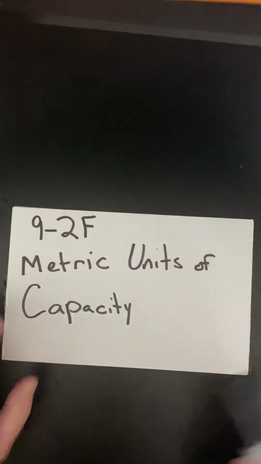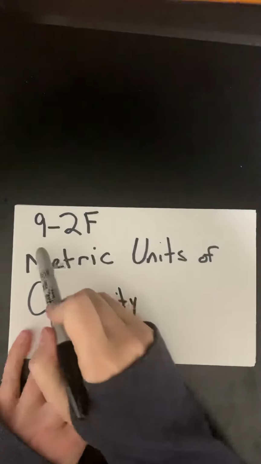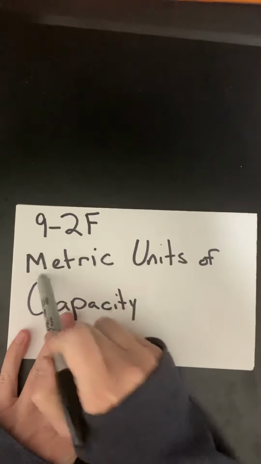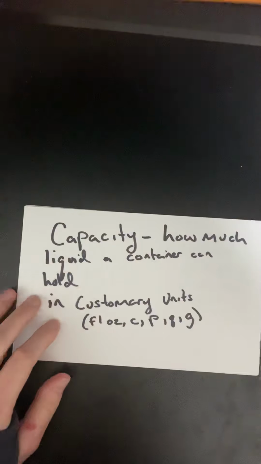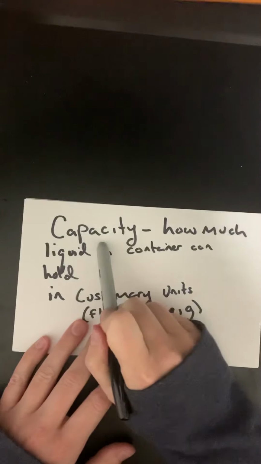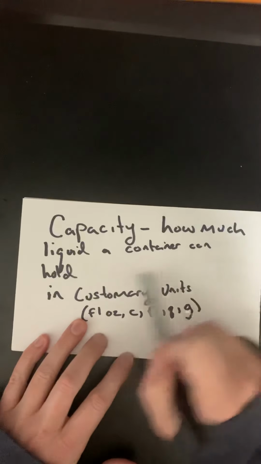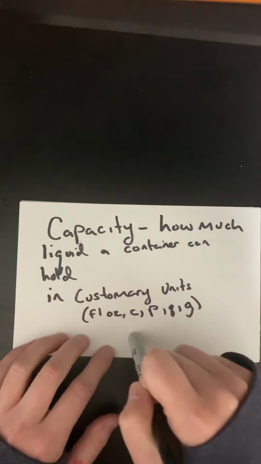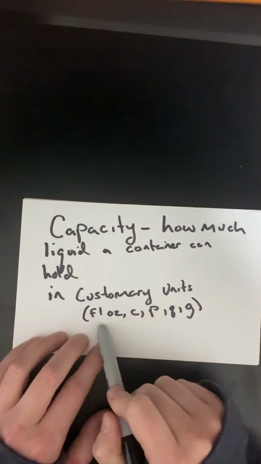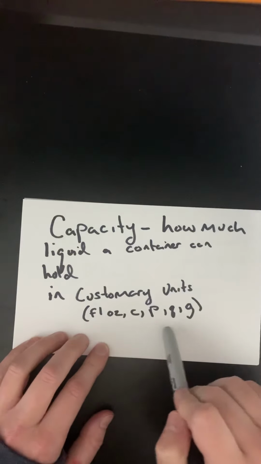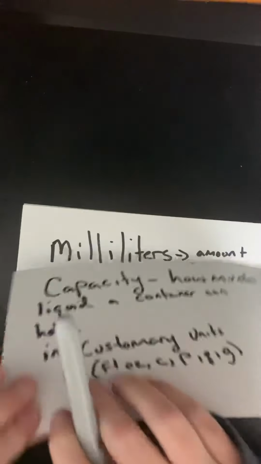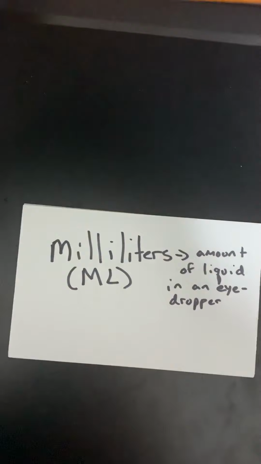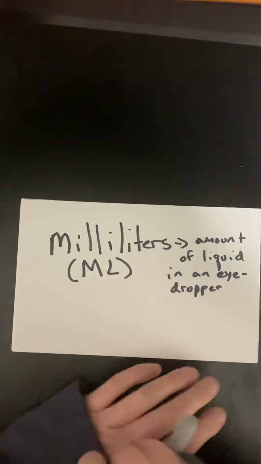Hello everybody. So right now what we're going to do is 9-2F, metric units of capacity. If you remember from before, we did capacity, how much liquid a container can hold. When we did this before with the customary units, these were the fluid ounces, the cups, the pints, the quarts, and the gallons. But now the metric system has only two different units that we're going to look at.